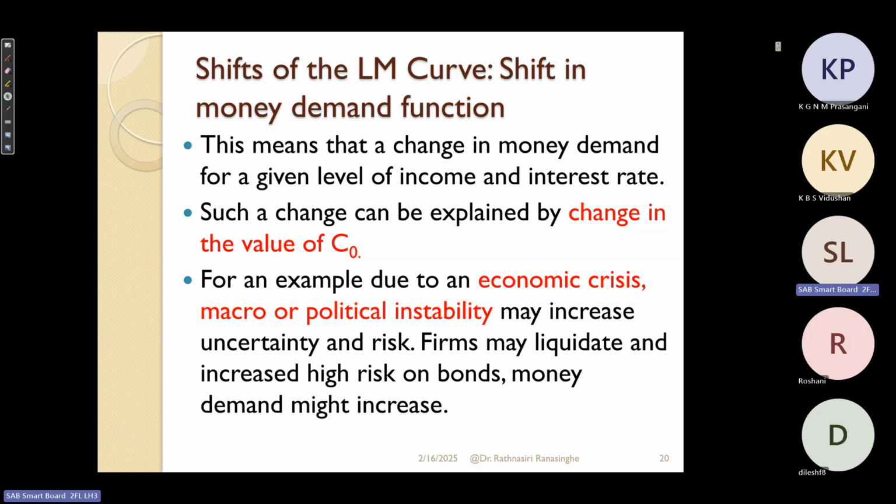If there is uncertainty and the risk increases, some businesses may liquidate or close down. That affects the bond demand, and the stock market will collapse. There will be a contagion effect on the local market as well. The demand for bonds changes, right?